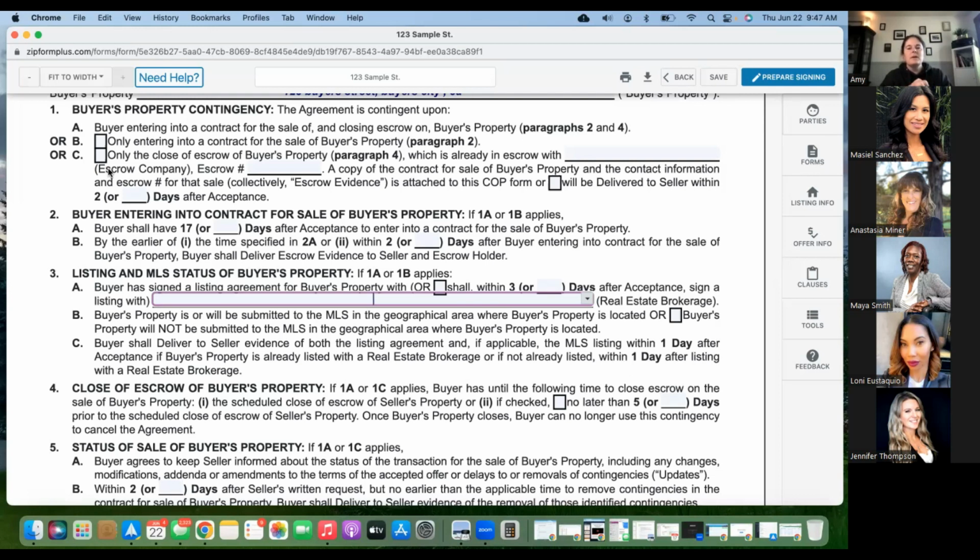Once buyer's property closes, buyer can no longer use this contingency to cancel the agreement. So it defaults to, hey, it just has to close. It just has to coincide with this closing that we're negotiating now. If we check this box here, we could say that it has to close before the close of escrow, right? So if we're scheduled to close on the 30th and we're saying 5 days, then this one needs to close on the 25th. Okay, but the default is it just has to coincide. The same day is fine.